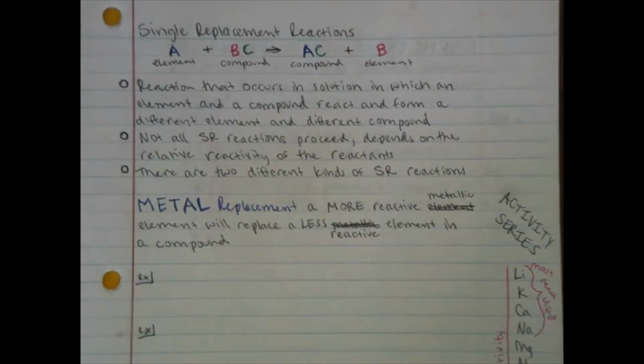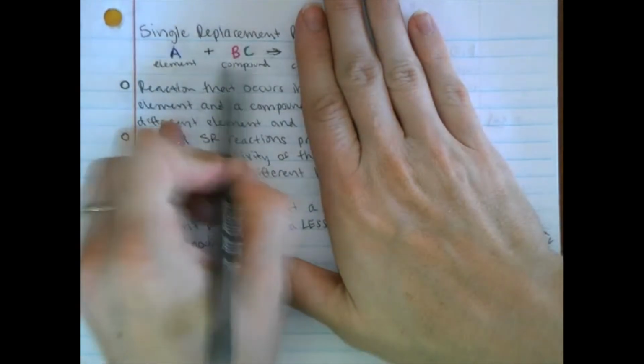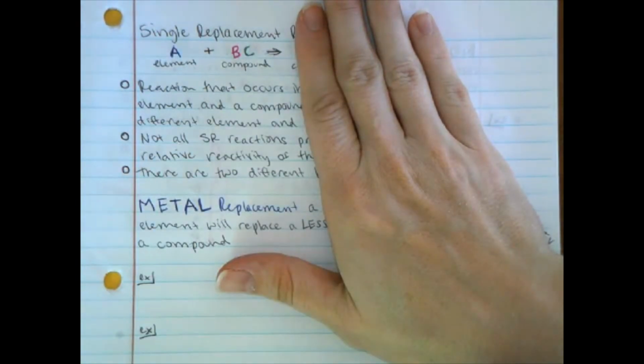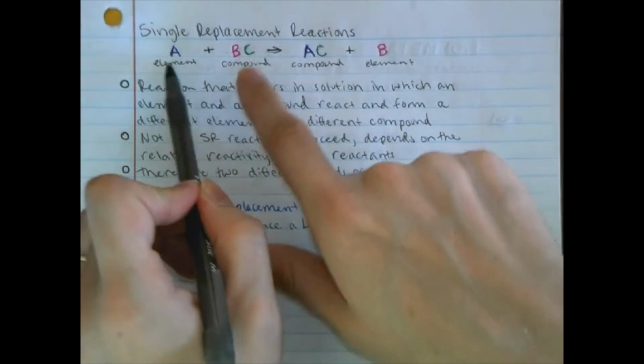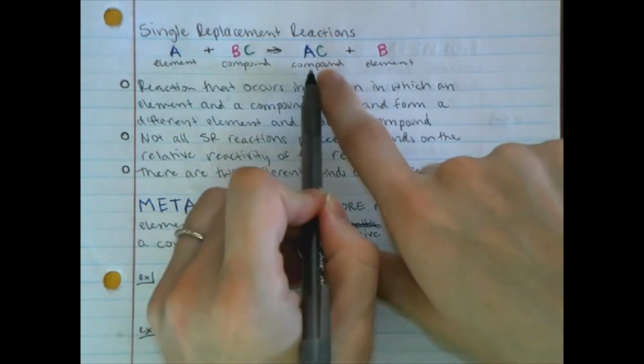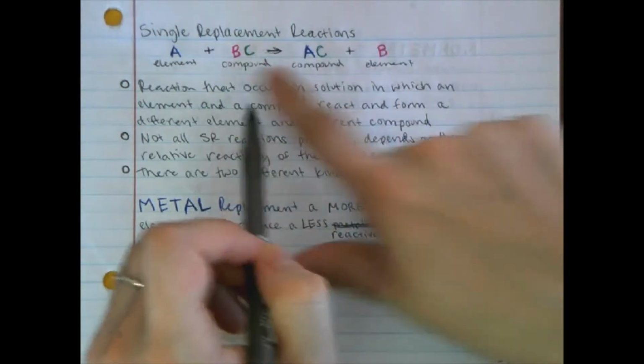All right, the fourth reaction type that we're going to go over is single replacement reactions. And this is a reaction that you'll be able to recognize based on the reactants. You'll see an element reacting with a compound, and that's how you'll know that it is a single replacement reaction. When this reaction proceeds, you're going to make a new compound and a new element. And that element will come from the original compound.